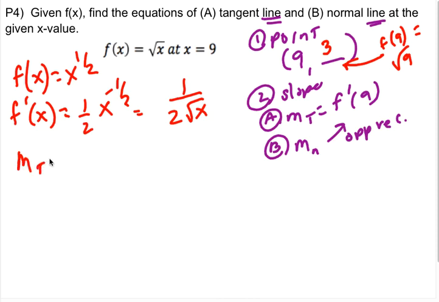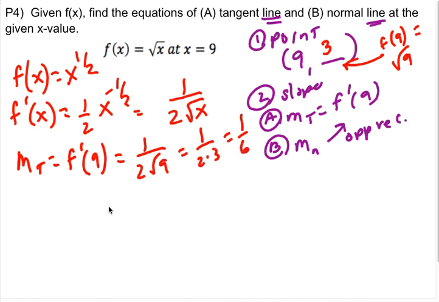So my tangent slope is going to be f prime of 9, which is 1/2 root 9, or 1/2 times 3, which is 1/6. That means that my normal slope is -6. Flip the slope, instead of 1/6, it's 6/1, and change the sign.